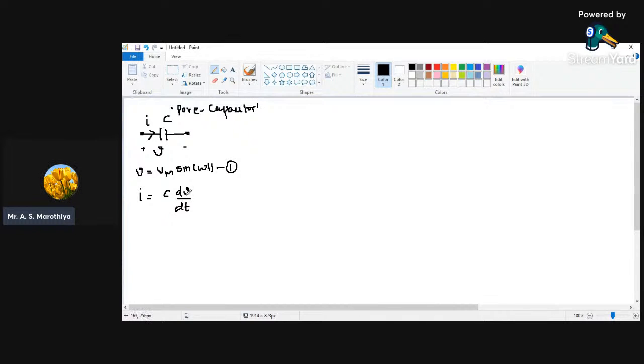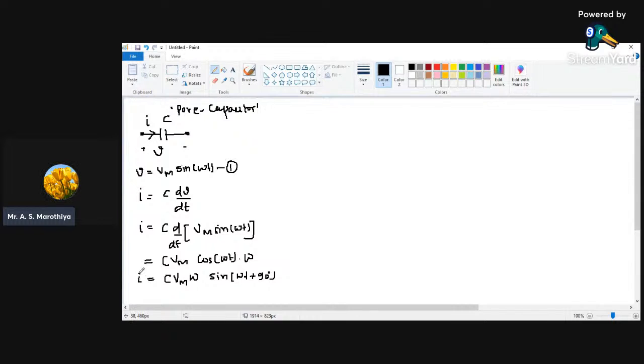Now from equation 1, what is small v? It is nothing but Vmax into sine of omega t. So I equals C d by dt of Vmax sine omega t, which is C into Vm, the derivative of sine being cos of omega t into omega. So I equals C Vm omega cos omega t. Instead of cos omega t, I can write sine of omega t plus 90 degrees.